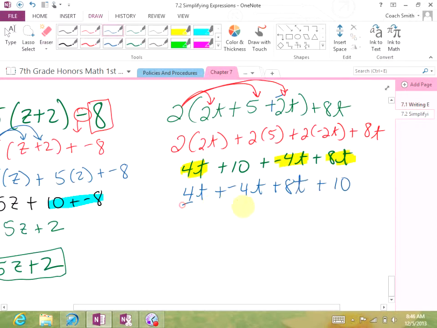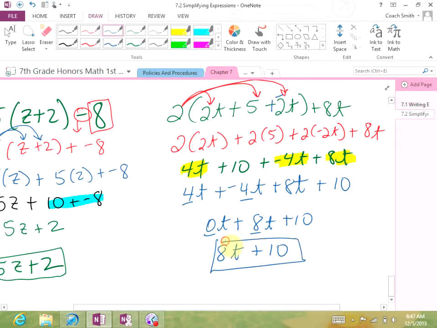Well, what is negative 4 and positive 4? 0. So that's 0t plus 8t plus 10. What is 0 plus 8? 8. So that would be 8t plus 10. Those are not the same, so I have to stop there.